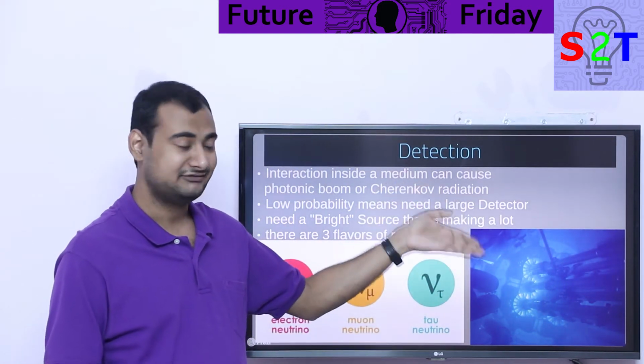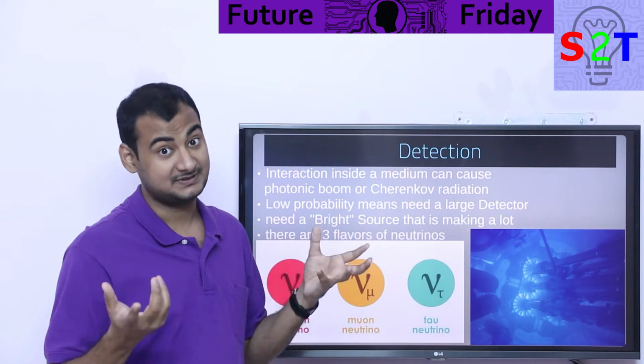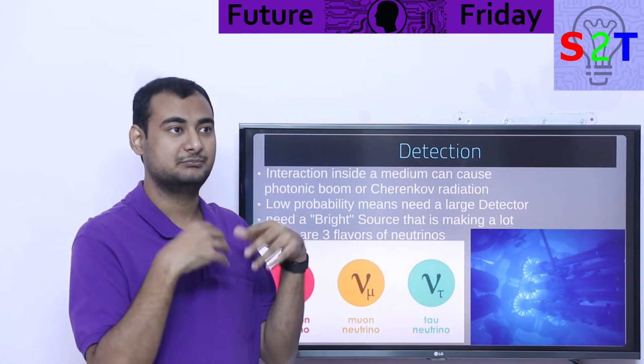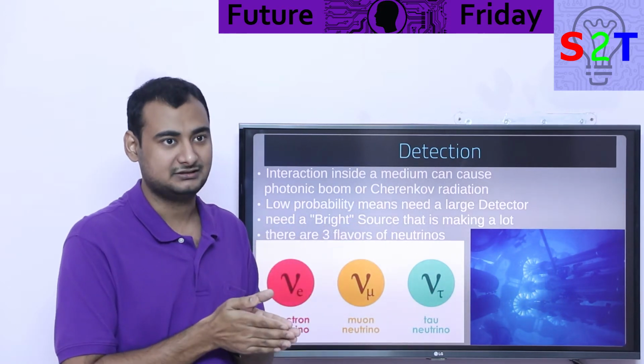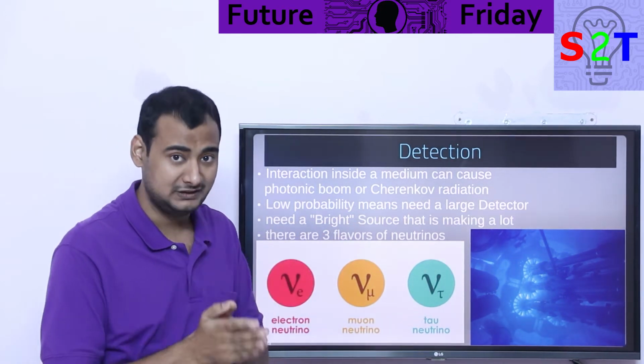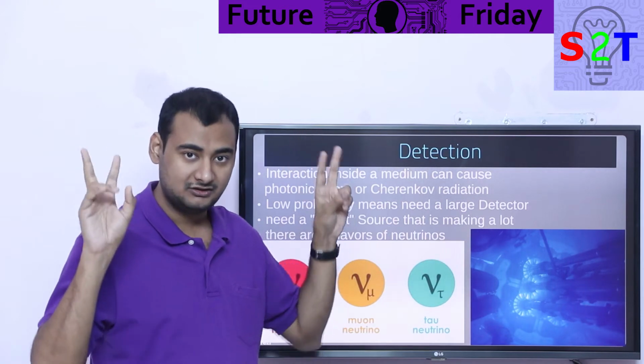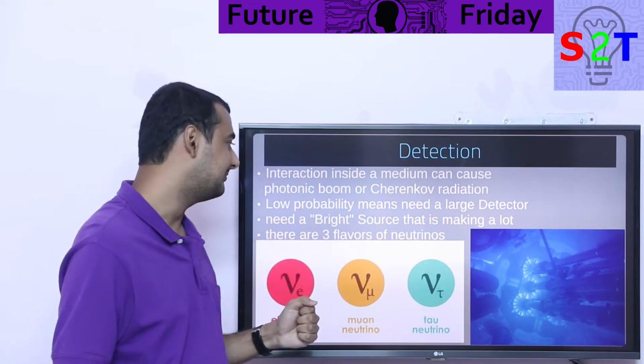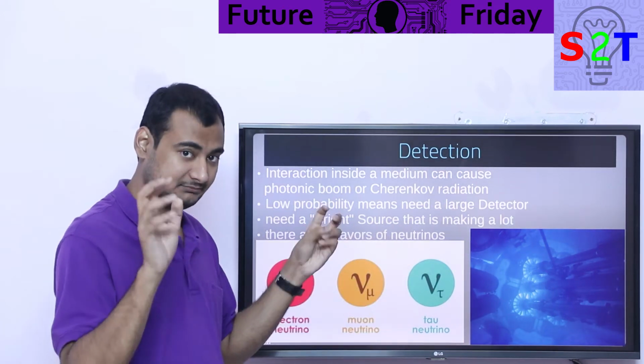That color is signifying nuclear reactors. Nuclear reactors, I specified it, they do generate a lot of neutrinos. And again, if you're generating billions of them, some will interact. Again, not 100% of them, but some will. And those that interact will cause a photonic boom. Basically, it's exceeding light speed inside a medium. So, things are happening, and that radiation has that blue glow.